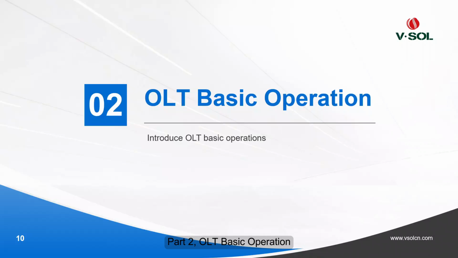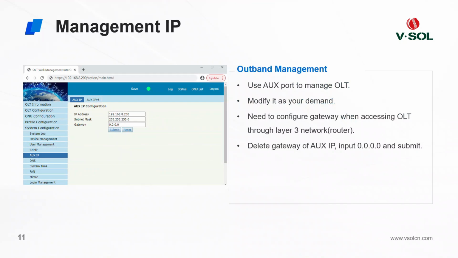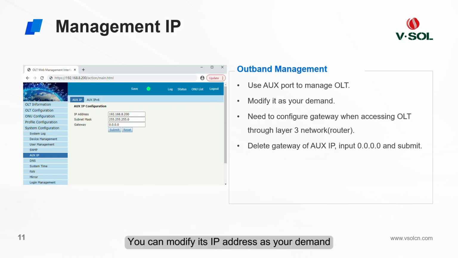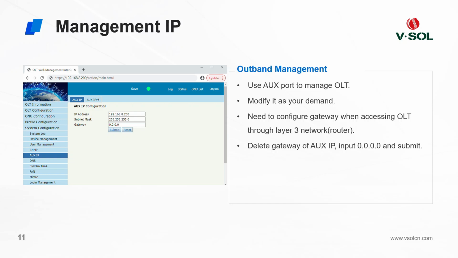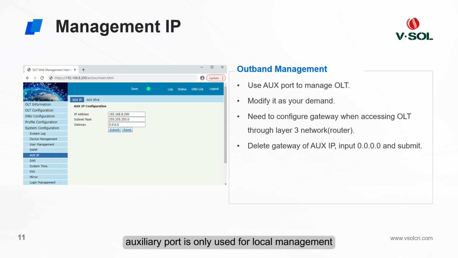Part 2, OLT Basic Operation. In this part, I will introduce some OLT basic operations. Management IP configuration. I just introduced that out-band management uses the auxiliary port. You can modify its IP address as you demand. Usually, the auxiliary port is only used for local management.